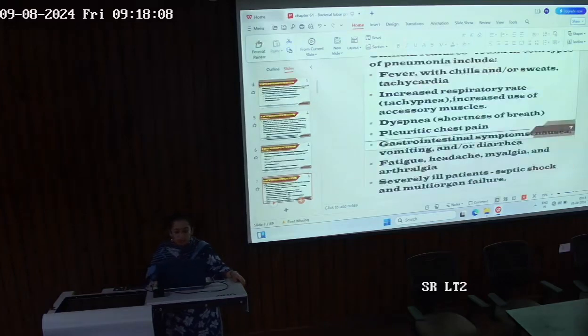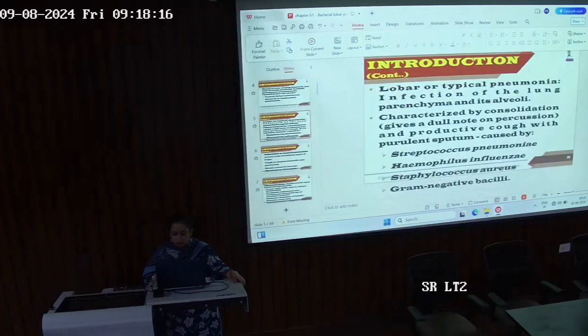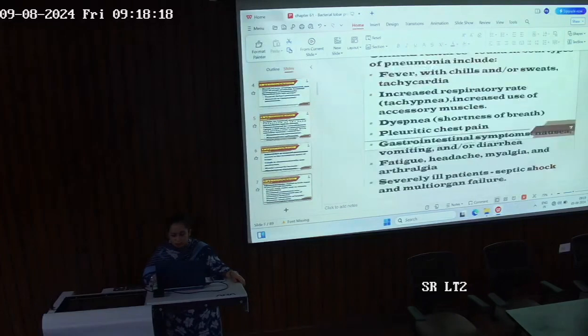Then the clinical characters are fever with chills or sweat, tachycardia, increased respiratory rate, dyspnea, pleuritic chest pain, then gastrointestinal symptoms like nausea, vomiting or diarrhea, fatigue, headache, myalgia, arthralgia. In severely ill patients, septic shock and multi-organ failure.